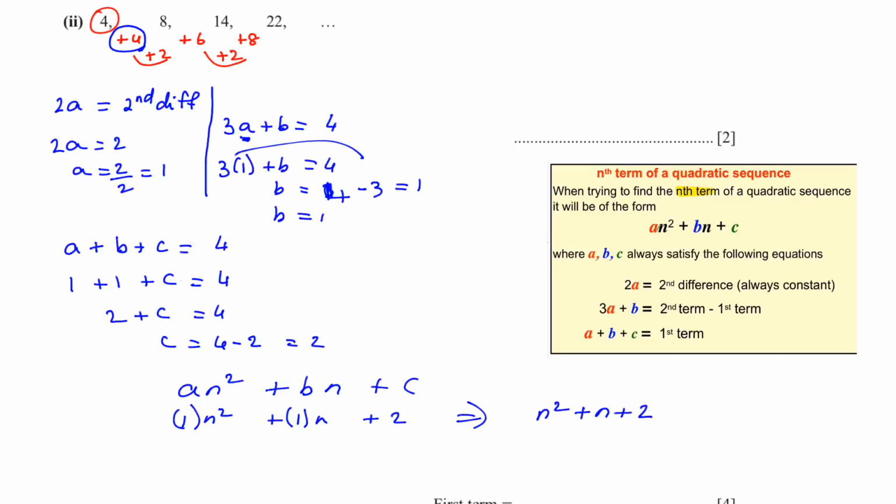It's not very complicated, just 3 things to remember: 2a, 3a plus b, and a plus b plus c. And then remember, 2a is equal to the second difference, 3a plus b is equal to the first difference, and a plus b plus c is equal to the first term.